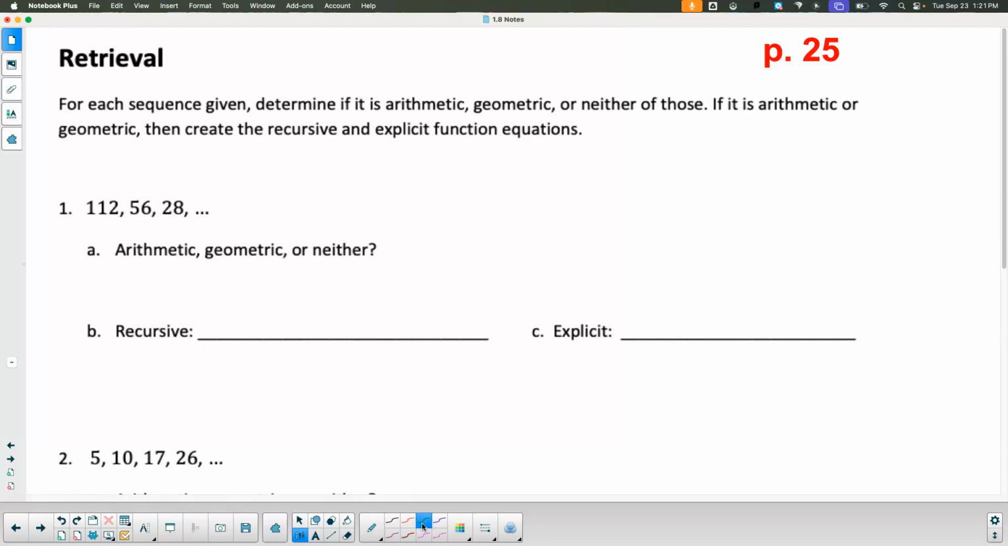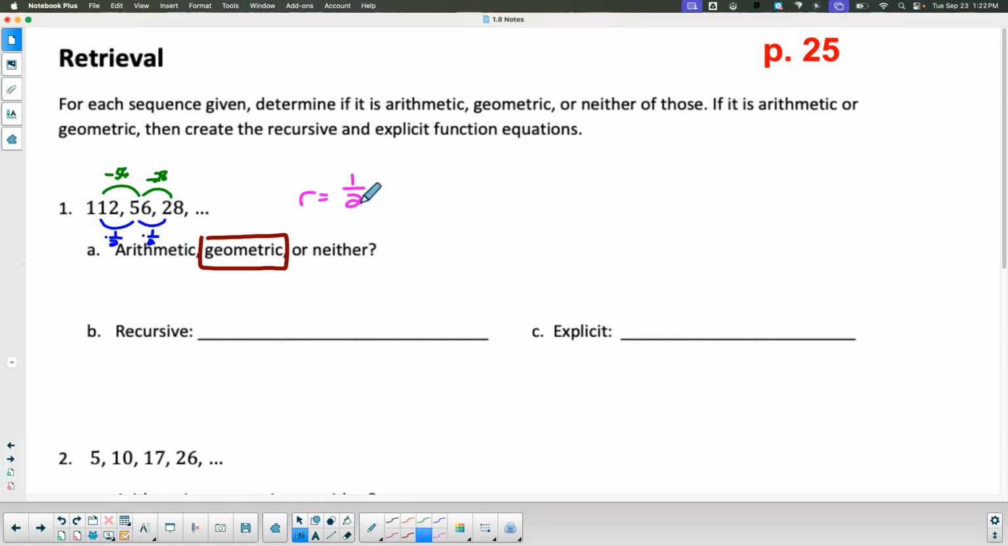First thing I always check for is addition. That would be minus 56. This would be minus 28. So it's definitely not arithmetic. But noticing the fact that it's minus 56, minus 28, that to me says this is multiplying by 1/2. This is multiplying by 1/2. So therefore that makes this geometric, with an r value of 1/2.